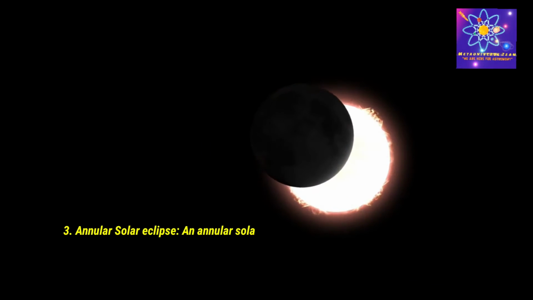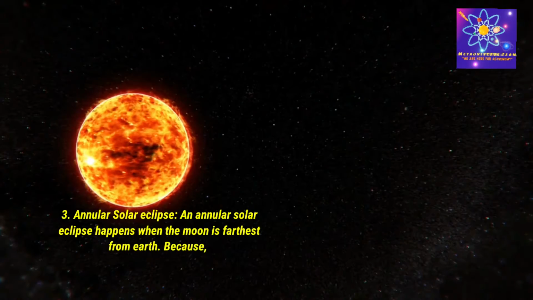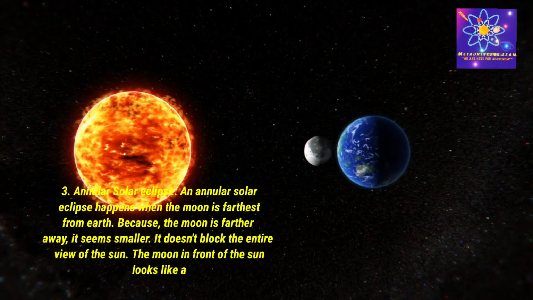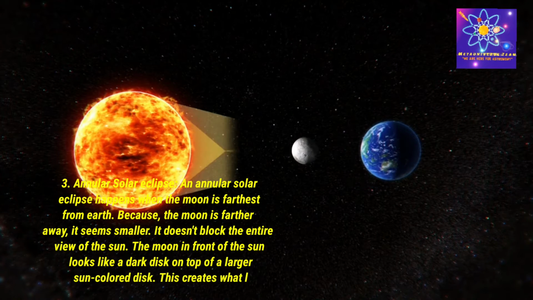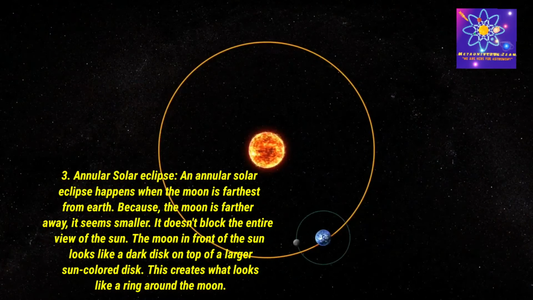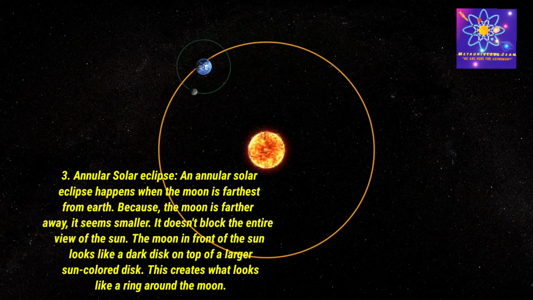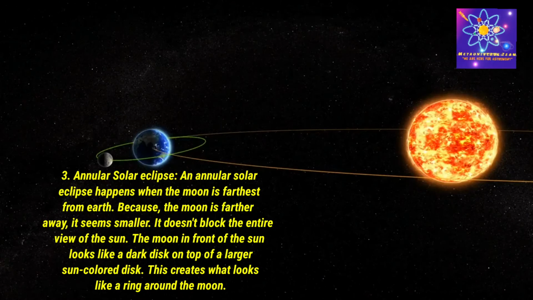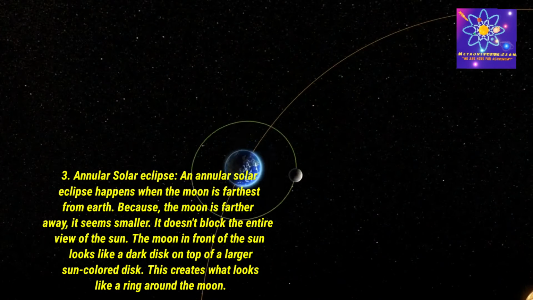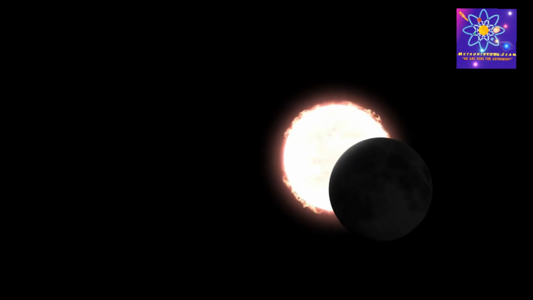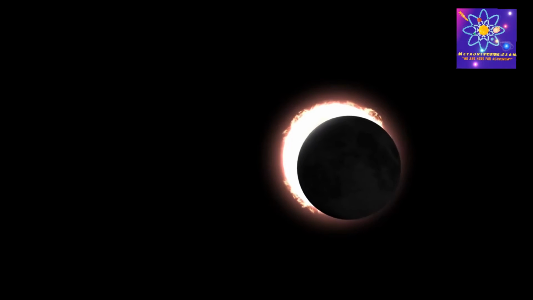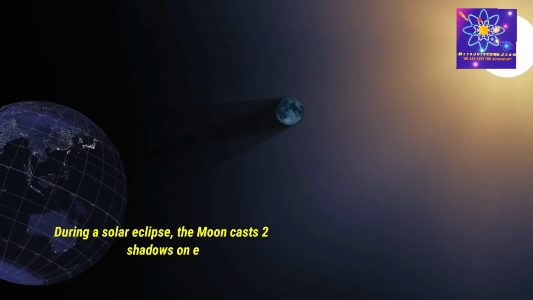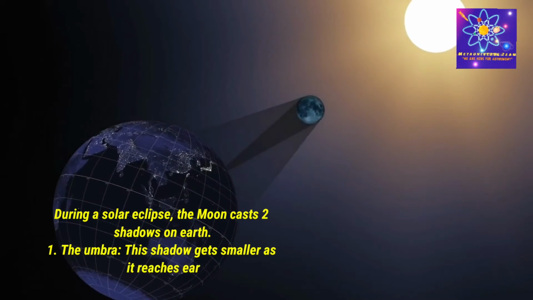Annular solar eclipse. An annular eclipse happens when the moon is farthest from Earth. Because the moon is farther away, it seems smaller. It does not block the entire view of the sun. The moon in front of the sun looks like a dark disk on top of a larger sun-colored disk. This creates what looks like a ring around the moon. Here you can see the ring around the moon.